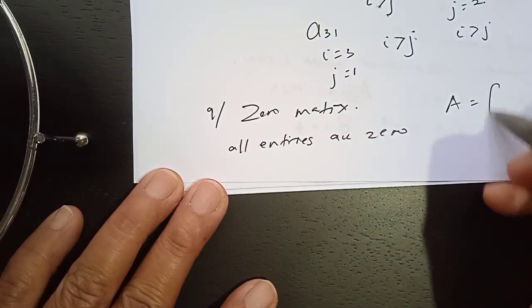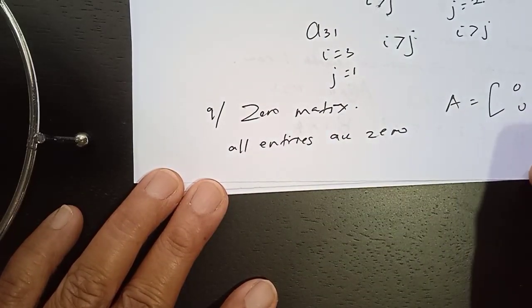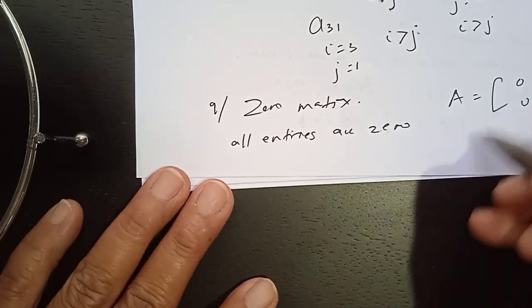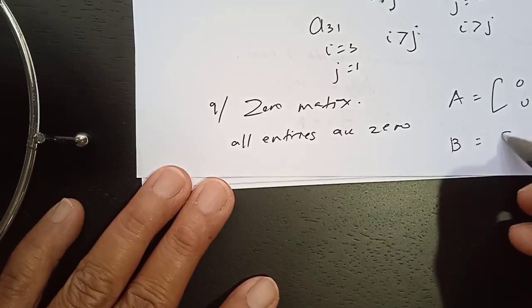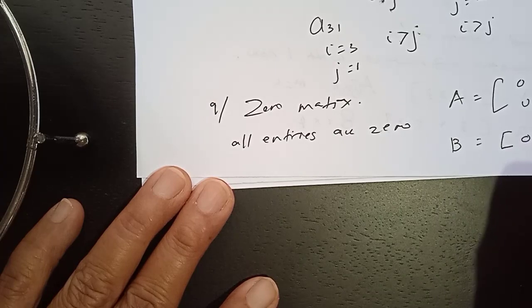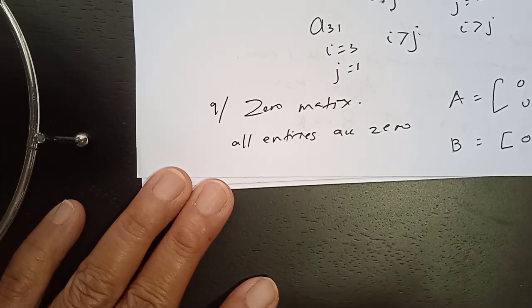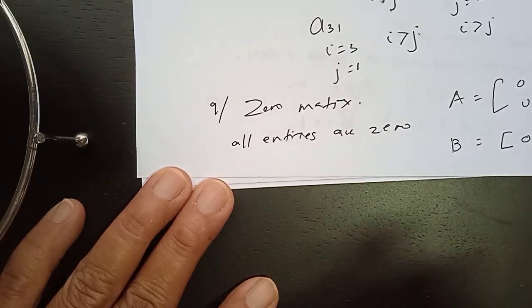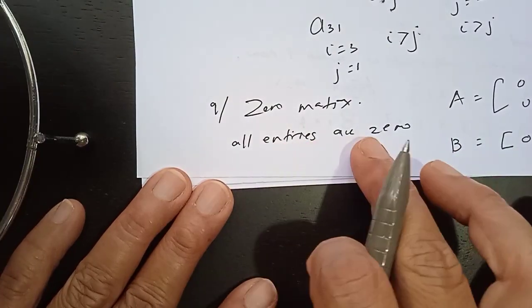Example, A is 0 0 0 0. This is a zero matrix. Another example, 0 0 0. It is not necessarily a square matrix. As long as the matrix elements are all 0, we call this a zero matrix.